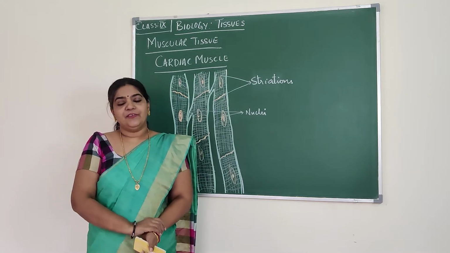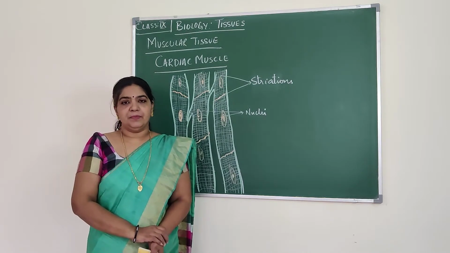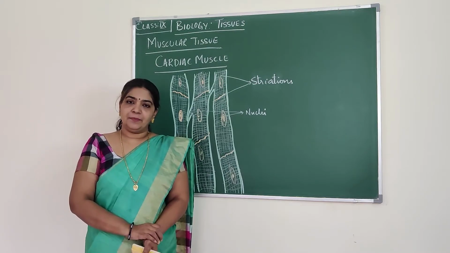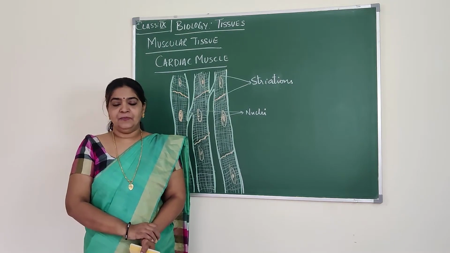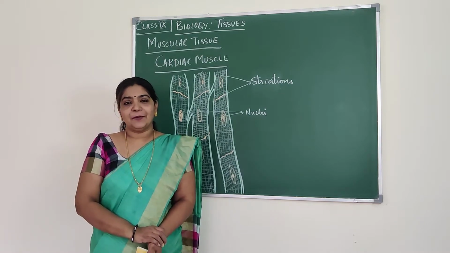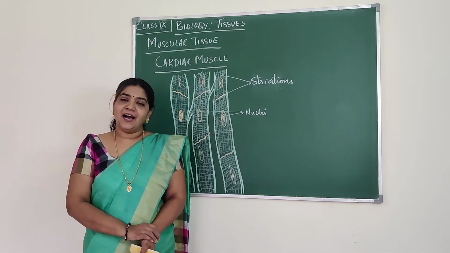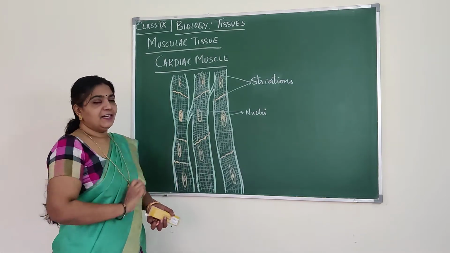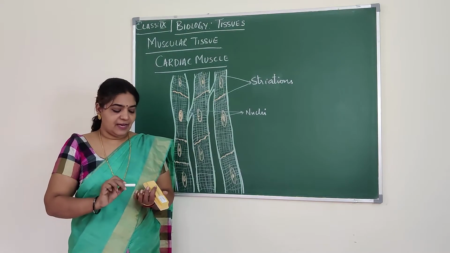Hello students, in the previous video we started with tissue, and we started with muscular tissue, and we learned striped muscle and unstriped muscle. We learned the structure and the function of striped and unstriped muscle. Today we are going to learn about cardiac muscle. You know very well our heart is made up of a special type of muscle. That muscle is called cardiac muscle. Only our heart is made up of cardiac muscle. So let us learn the structure and the function of cardiac muscle.